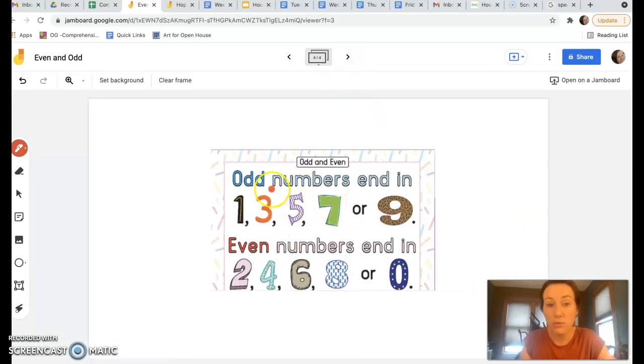So here, just to review, odd numbers end in 1, 3, 5, 7, or 9. That means that when we draw out the number in pictures, we're going to have one left over when we circle the pairs. Even numbers end in 2, 4, 6, 8, or 0. That means when we draw out the number with pictures and we circle the pairs, each one is going to have a partner. There isn't going to be one left over.